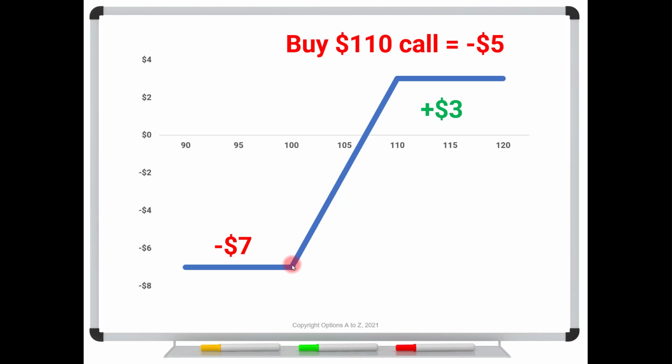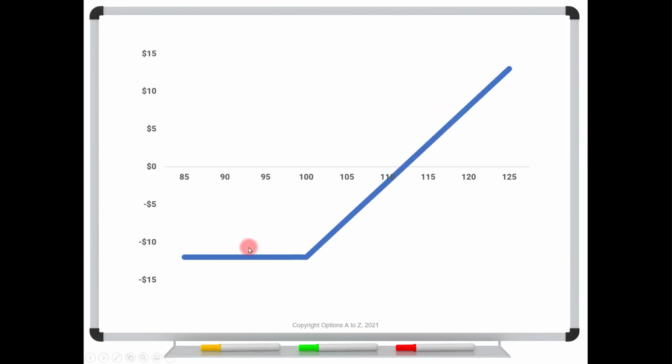But the question that I have is, do I own the $100 call for $2? Because again, this is a trap that traders will step into. They'll say, well, I collected 3, I spent 5, therefore I now own the $100 call for a cost of 2. And if you put this into your account, surprise, it's not 2, it's 12. Well, that's a big difference.